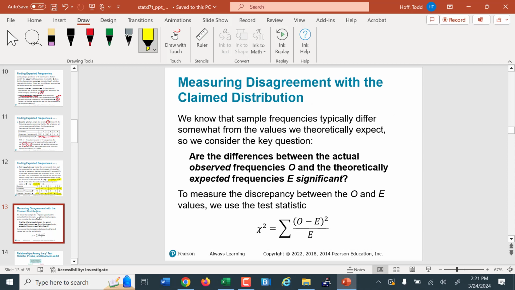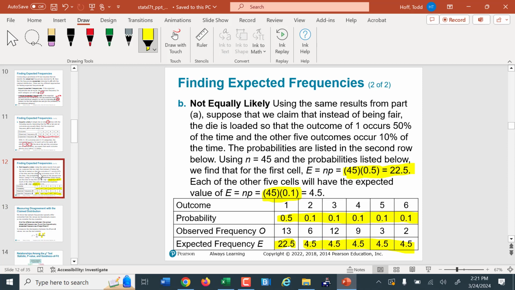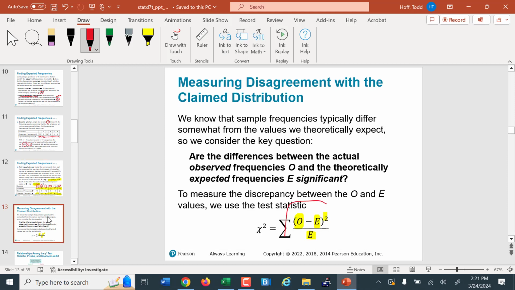And then we generate the test statistic. We take the observed value minus the expected value. We square that difference and then divide by the expected value to generate the test statistic contribution for each value here. So like we said, the 1 will have a contribution to this test statistic, the 2, the 3, the 4, the 5, the 6. So we're going to have 6 of these calculations, 1 for each number, and then we're going to add them all over to get our total test statistic.